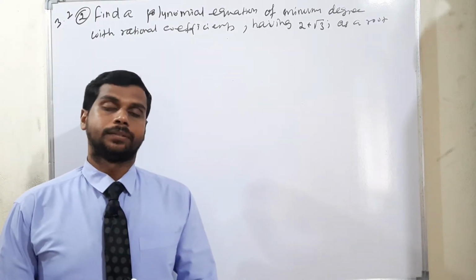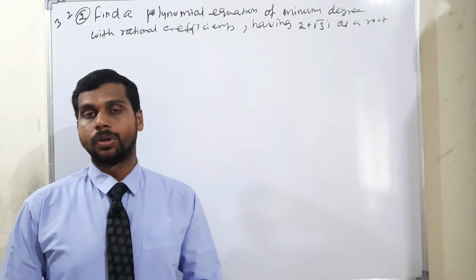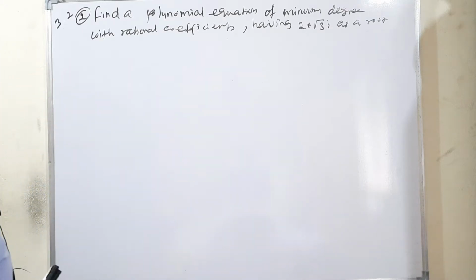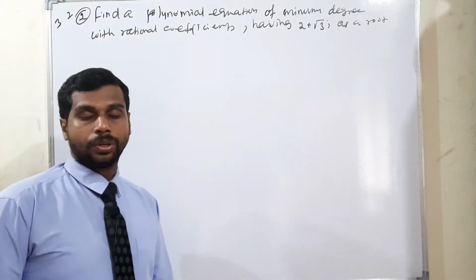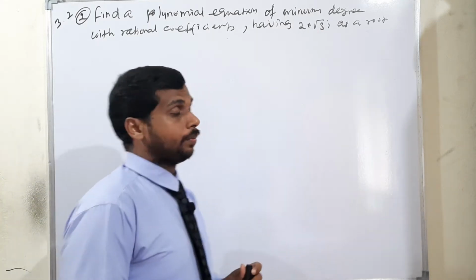Welcome to Max class. In this conversation, we are going to continue exercise 3.2 and examples also. Okay, moving to exercise 3.2, question number 2. The question: find a polynomial equation of minimum degree with rational coefficient. Already you know the meaning of rational coefficient: without square root. The given roots also have a square root, okay, we have to neglect it.